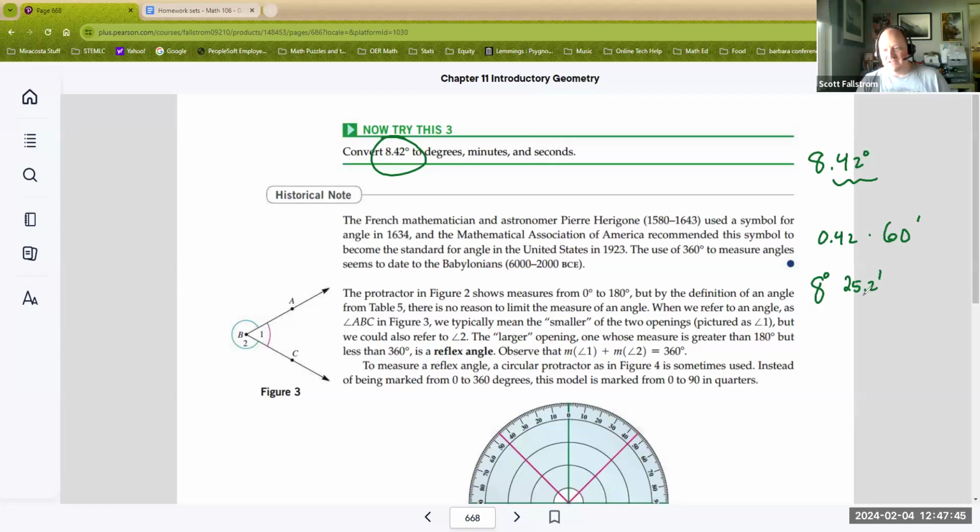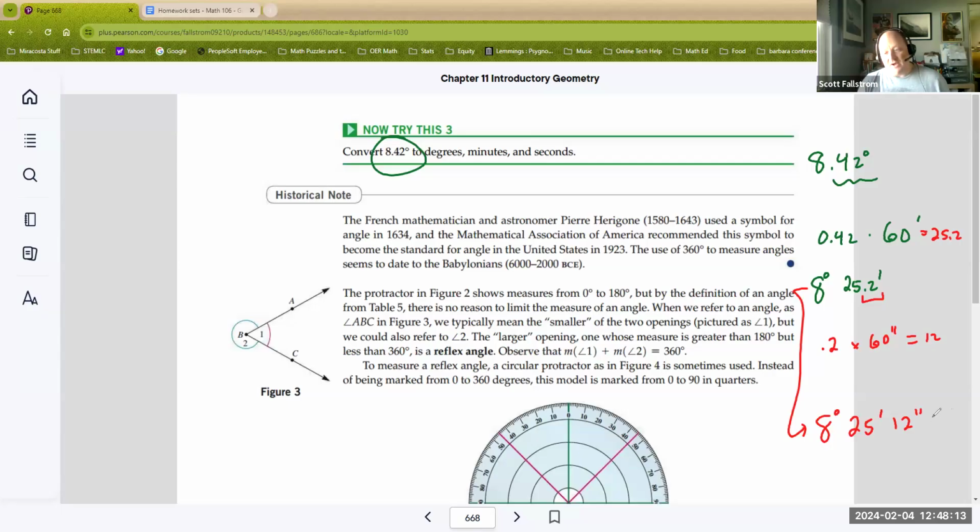This is a decimal part of a minute. So I would take 0.2 and multiply it by 60 seconds. 0.2 times 60 gives me 12. So this one was 25.2, and what I get now is 12. What does that mean? Bring it on down. You have 8 whole degrees, you have 25 whole minutes, and now you have 12 seconds.